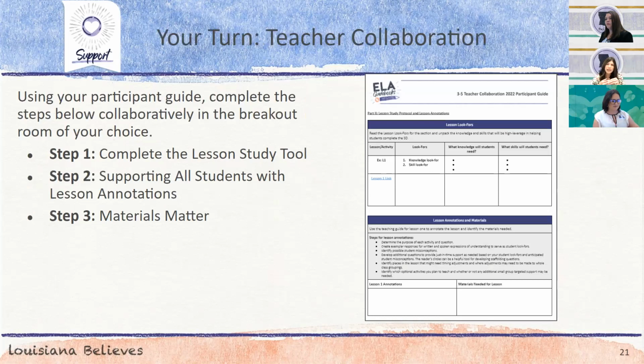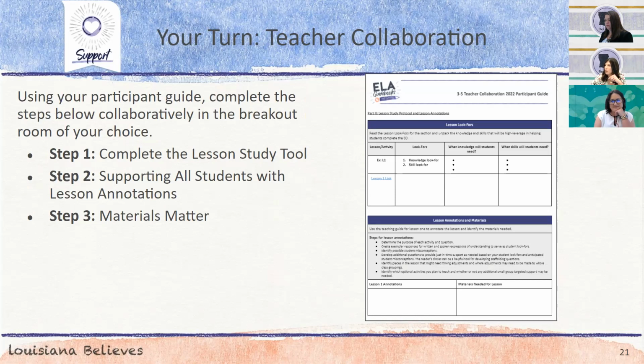So now that you've had some time to work collaboratively to unpack a unit, we'll take some time to collaboratively unpack a lesson. When you return to your grade level breakout rooms, you'll have about 10 minutes to complete part 2 of your participant guide. All of the materials that you are going to need are linked in part 2 of your participant guide, and a member of the LDOE staff will join your breakout room to answer any questions that you may have.